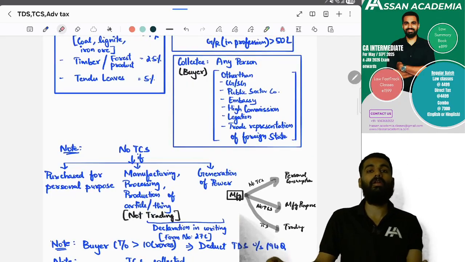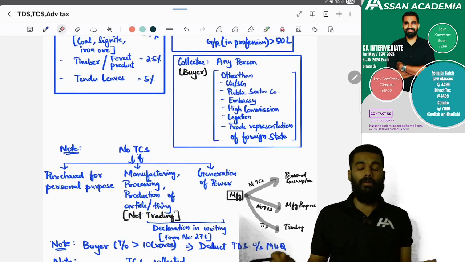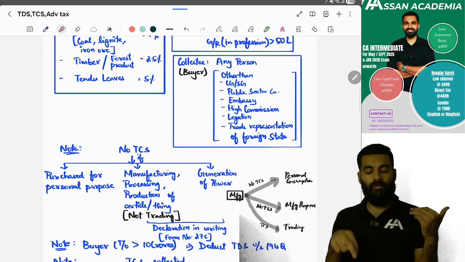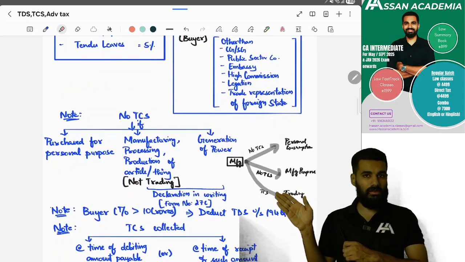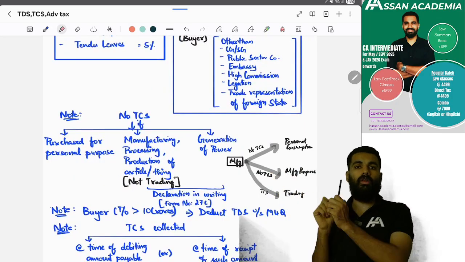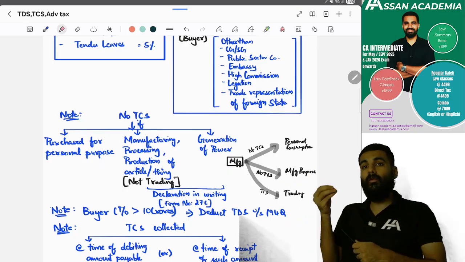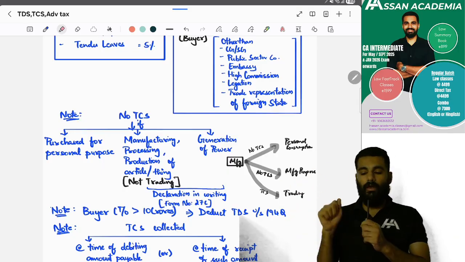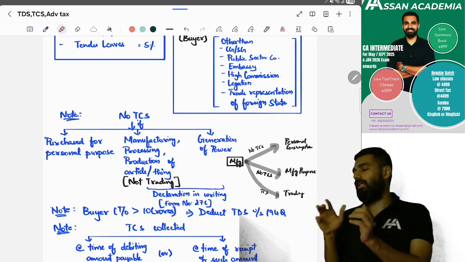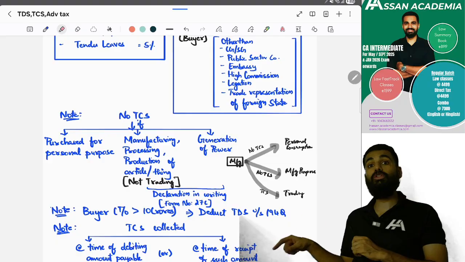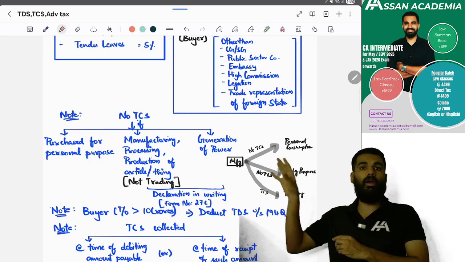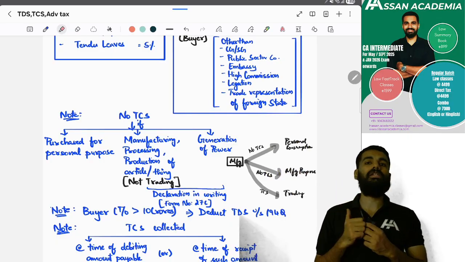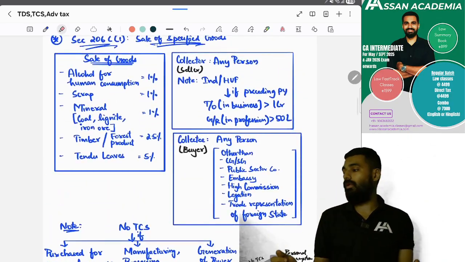Then the seller has to collect TCS. Yes, but when will TCS not be applicable? If those who have manufactured all these goods give them to a person who is using them for personal consumption, no TCS. If he is using it for manufacturing purposes, no TCS. But if he is buying for trading and he sells the same product, then TCS will get attracted.